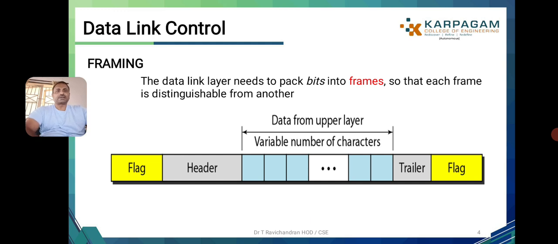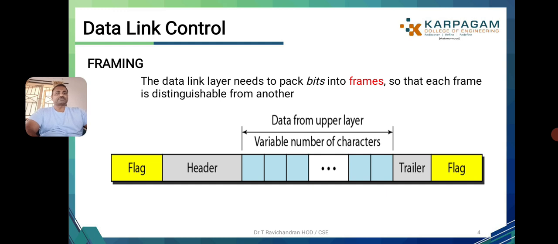In the data link control protocol, the first responsibility is framing. The data link layer needs to pick the bits and arrange the collection of bits into a frame. The physical layer below prepares the zeros and ones as bits. The bits are arranged into frames so that each frame is distinguishable from another.